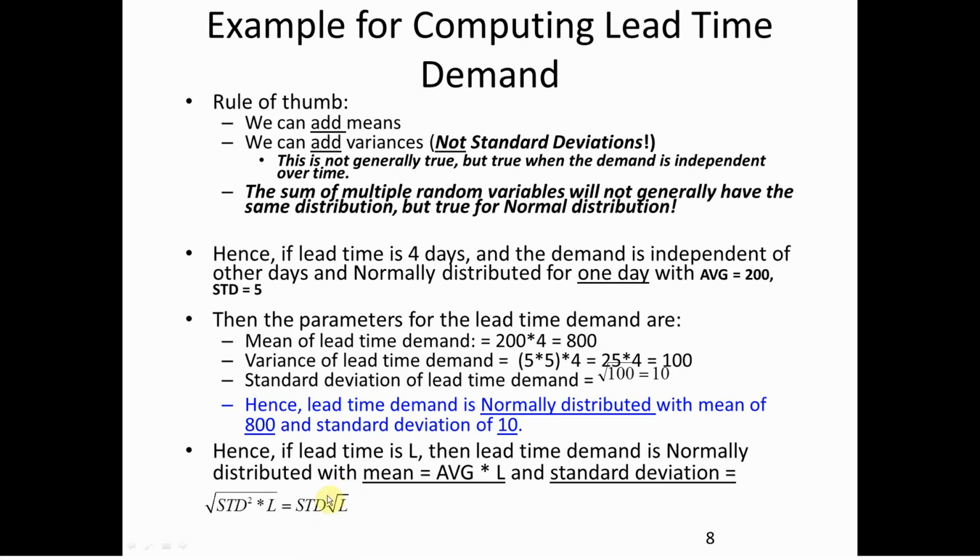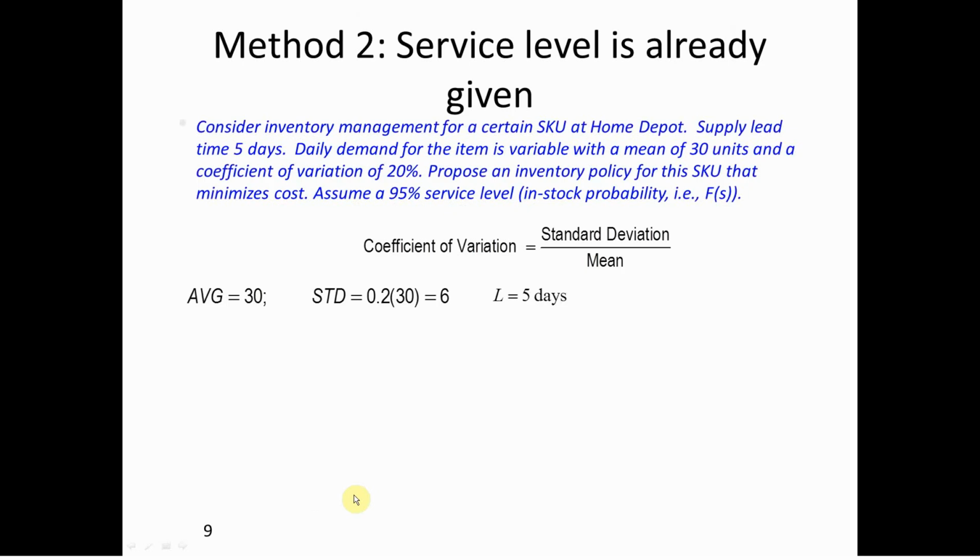Again, this is where things really get a little confusing. You see, it's not L times the standard deviation, it's the square root of L. So it's always going to be lower. Very interesting, actually. You'll find that's useful.